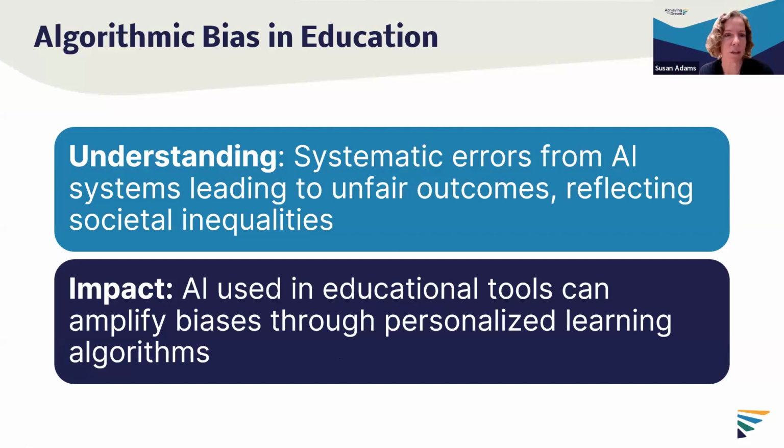And these biases can reflect societal inequalities, and it manifests in ways that could unfairly advantage or disadvantage some students over others. So for instance, grading algorithms might inadvertently favor essays based on certain language patterns, or learning platforms may not adapt equally to all students' strengths. And that can reflect deeper issues within the data these systems learn from. So for instance, AI that recommends learning paths based on past student performance could steer students from lower income backgrounds away from advanced courses based on biased assumptions about their abilities.